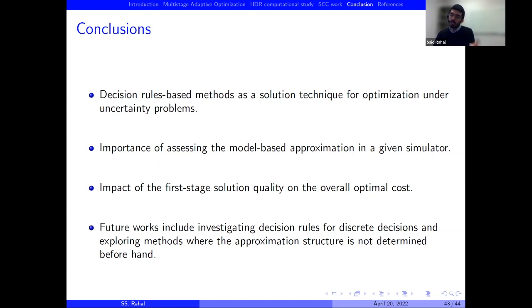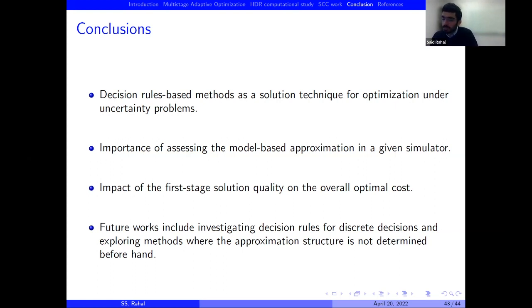Basically, even if your recourse policy is of high quality, if your first stage solution quality is low, it will limit the room at which you can improve your optimal cost. And okay, throughout the work, I am aware that future work may include investigating decision rules for discrete decisions, and mainly exploring methods where the approximation structure is not determined beforehand. I would say two main assumptions in the current decision rule literature are that the form of the approximated policy is determined a priori, whether it is LDR, piecewise-linear decision rule, or quadratic. And two, the uncertainty is assumed to fall within a closed convex form.